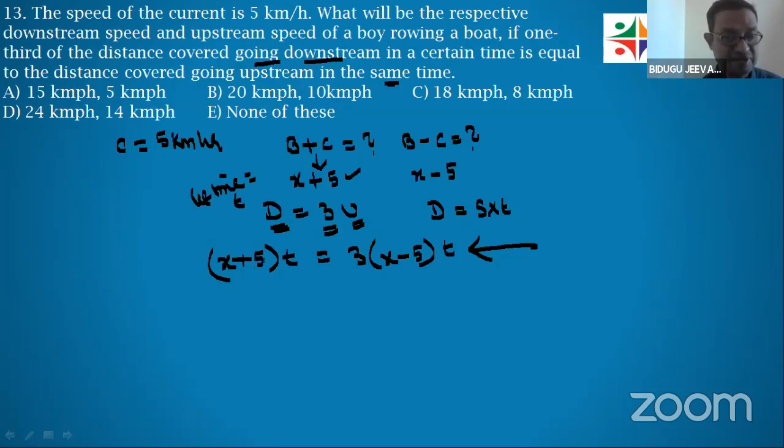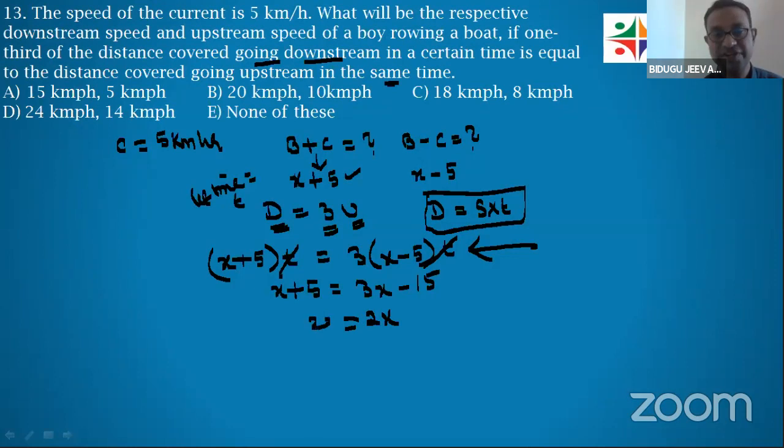So this is speed and distance. Distance is equal to speed into time. I'm using this concept. Now, let me calculate. T gets cancelled. X plus 5 is equal to 3x minus 15. So 2x is equal to 20. X is equal to 10. What is the value of x? It is nothing but the speed of the man, speed of the boat. So let me write, this is the value of b. So b plus c is 10 plus 5. It is 15. B minus c is 10 minus 5. It is nothing but 5. So I got the answers, 15 and 5 kilometers per hour, right?